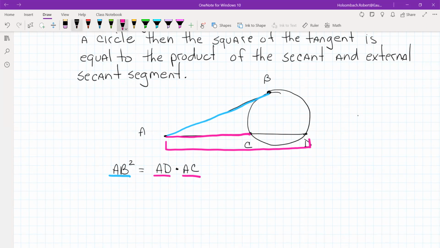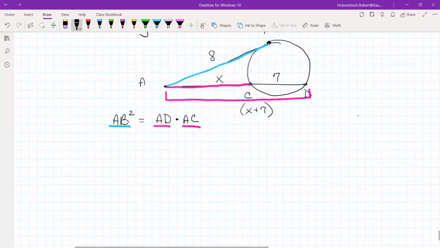So if we put some values in here and we make this an 8 and an X and a 7, then AD is equal to X plus 7. So if you have to solve for X, you're going to take 8 squared is equal to AD, which is X plus 7, times AC, which is X.